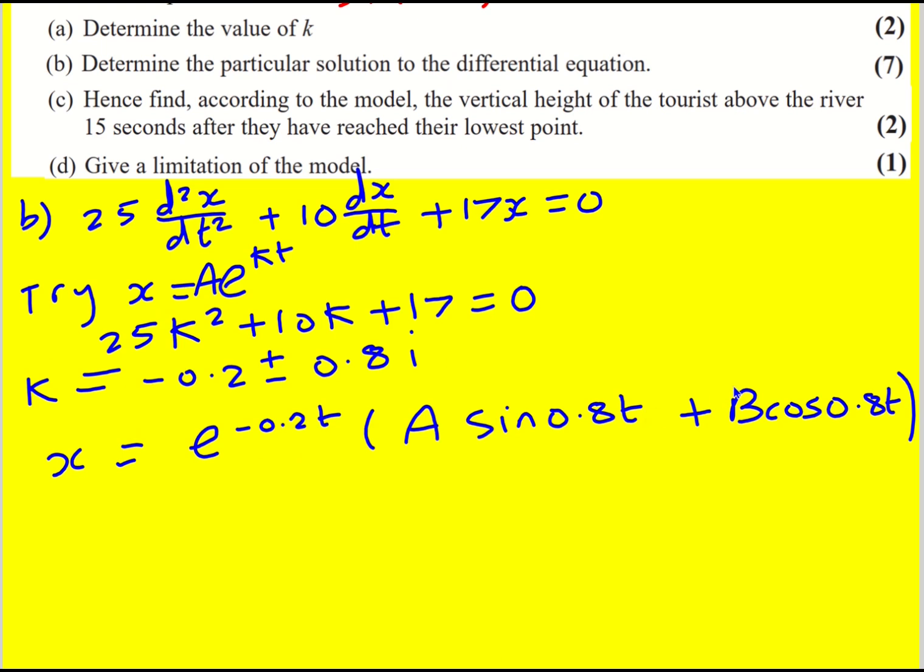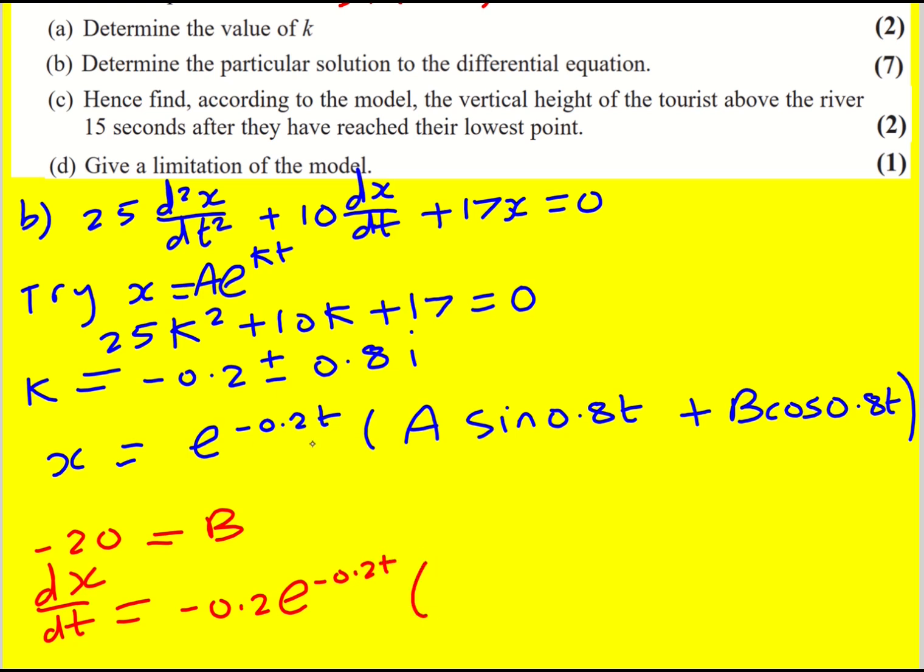So now we can sub in our values, the initial conditions. Remember, x was minus 20 when t was 0. So minus 20 is just going to equal B, actually, because e to the 0 is 1, sine of 0 is 0, cos of 0 is 1. We're there. Now we need to differentiate so that we can sub in our dx by dt, which remember was 0. Got to use the product rule here. So I will get minus 0.2 e to the minus 0.2t when I differentiate this one, and times by this.